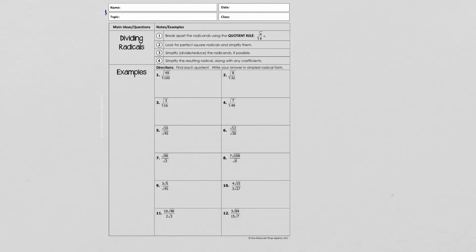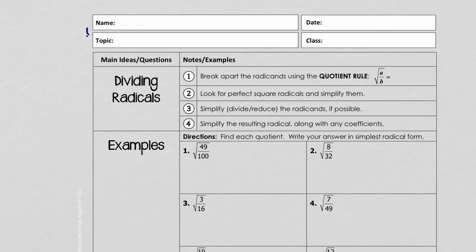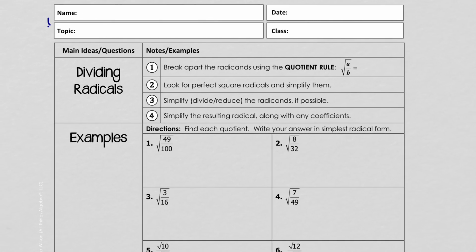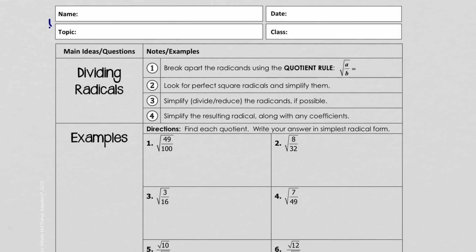Okay, so this is dividing radicals, which will use the multiplying and simplifying, all the things we've done so far this chapter. So the first part of dividing radicals is to break apart the radicands and use the quotient rule. Remember, the radicands are the things inside the radical.